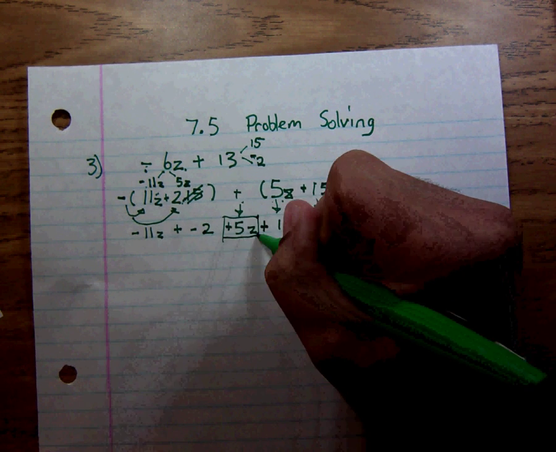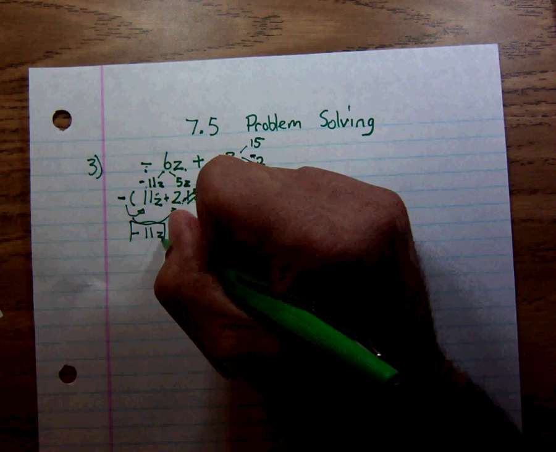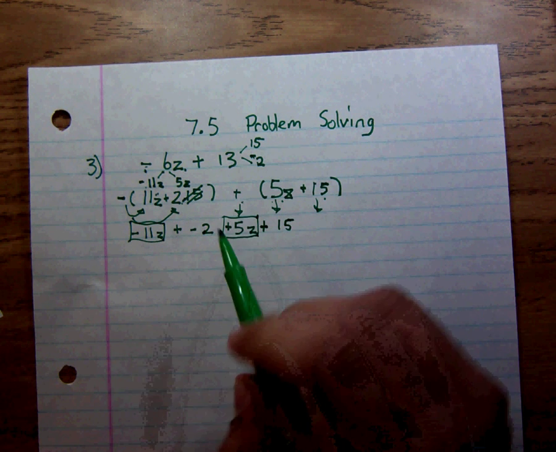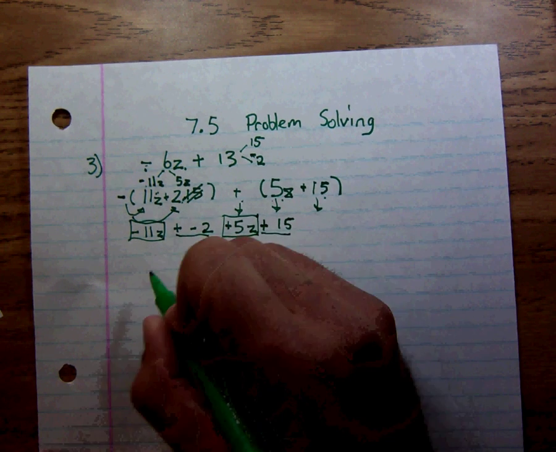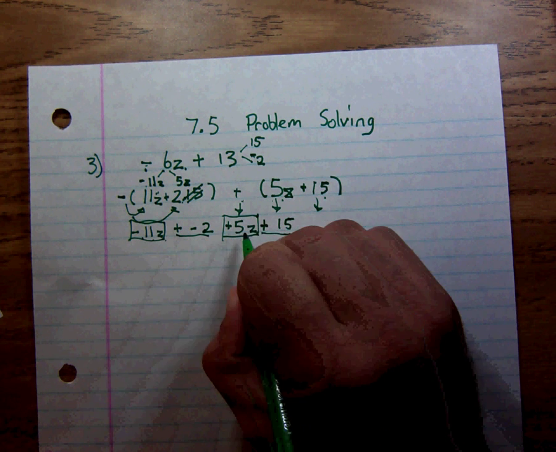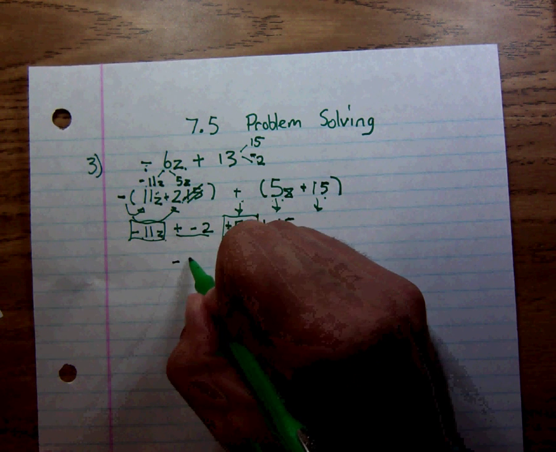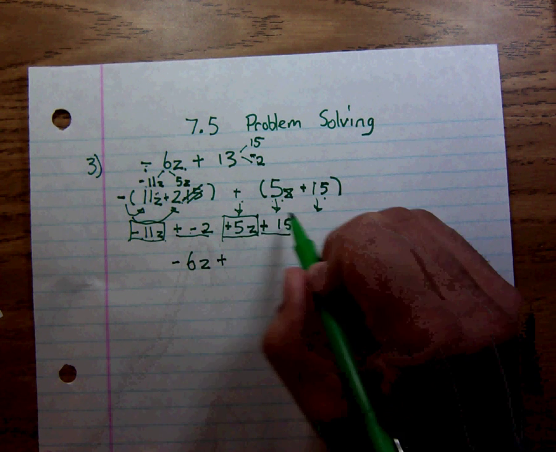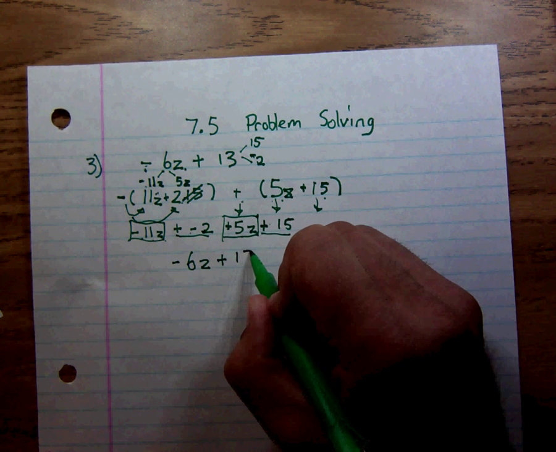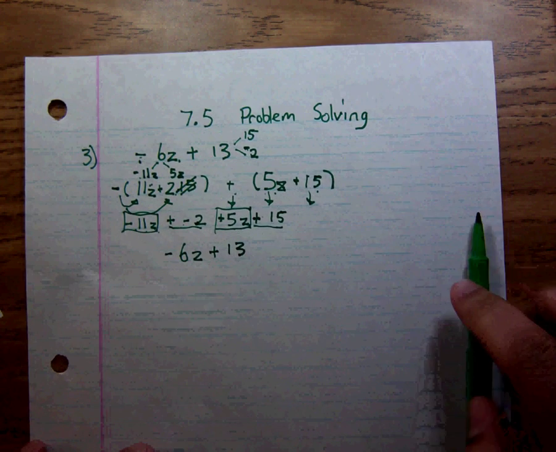I could put all my like terms together. I will illustrate that just by boxing what I see is the same. I see a z here and a z here. They must be the same. And I'll underline my other two similar guys. So if I do negative 11z plus 5z, that equals negative 6z, plus negative 2 and 15, which makes 13. And my problem is solved.